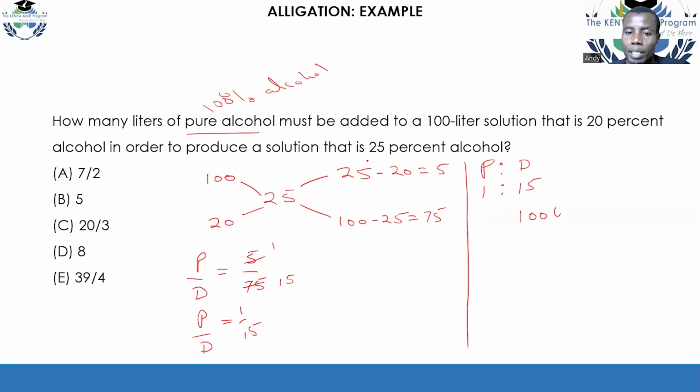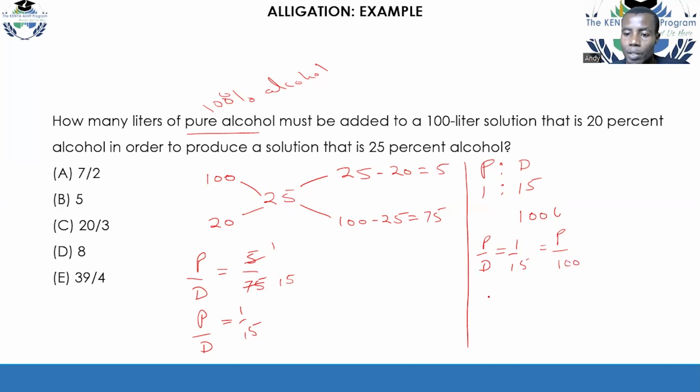So we want to find the liters of the pure one that we need. So this one is like saying P over D, which is 1/15, is the same as some liters of P over 100 liters.